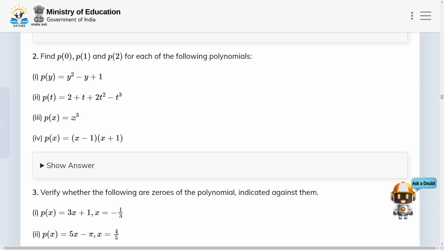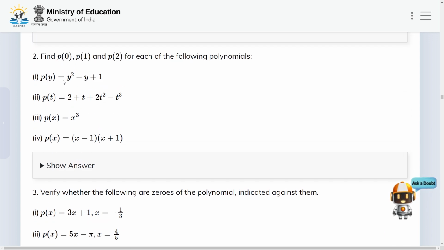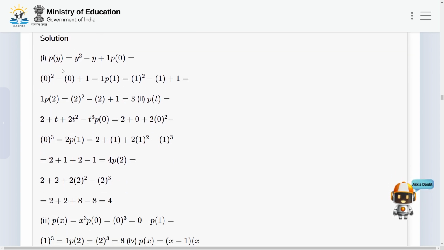And the third polynomial is p of x equal to x cube. So here we need to find p of 0, p of 1 and p of 2. Okay, and the fourth polynomial is p of x equal to x minus 1 into x plus 1. And here we also have to find p of 0, p of 1 and p of 2. So let us find. The first polynomial is p of y is equal to y square minus y plus 1. So now p of 0, that is, if we replace y is equal to 0 in polynomial p of y is equal to y square minus y plus 1, then we'll get p of 0, this is equal to 0 square minus 0 plus 1, and this is equal to 1.